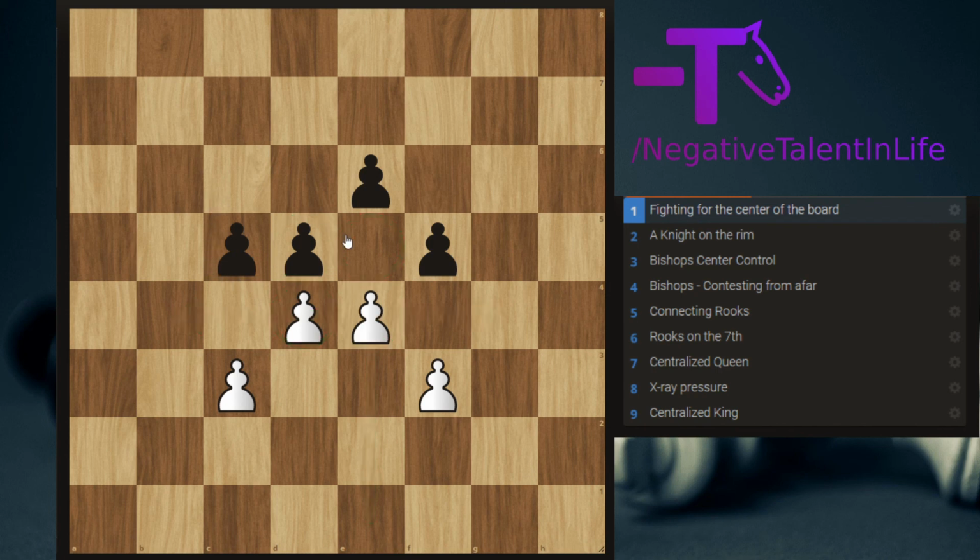And so it's really important that you take control of them with pawns and then support the pawns with heavier pieces. So I hope you learned something from that.